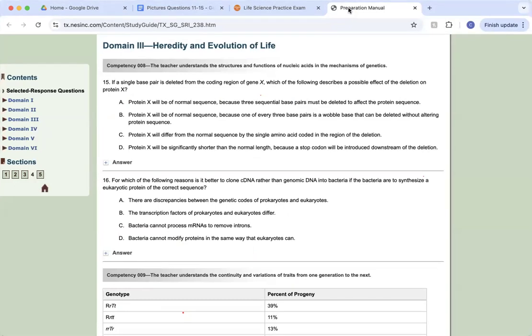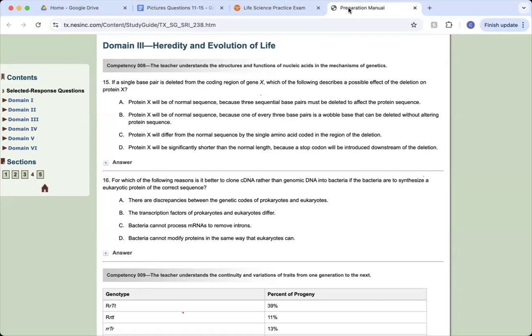Protein X will be significantly shorter than the normal sequence because a stop codon will be introduced downstream of the deletion. So again, the question says which is possible. So this is a possible thing that could happen. It could shorten the protein by introducing a premature stop codon. However, this is more than the question is asking, but I just want to point out it is possible that it could be longer than normal. It could take longer for another stop codon to randomly appear. But again, this question just says possible.